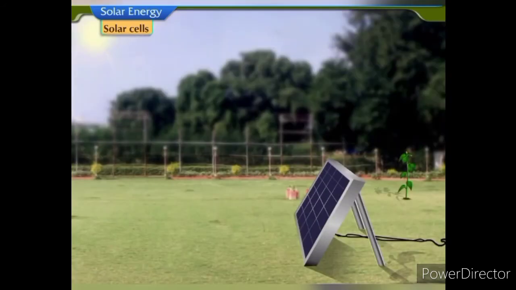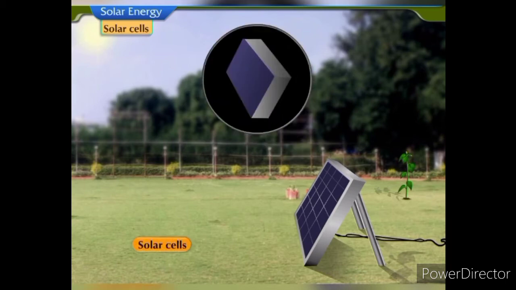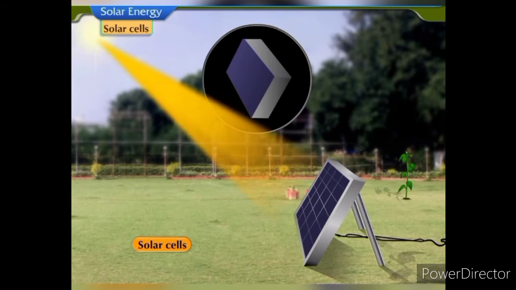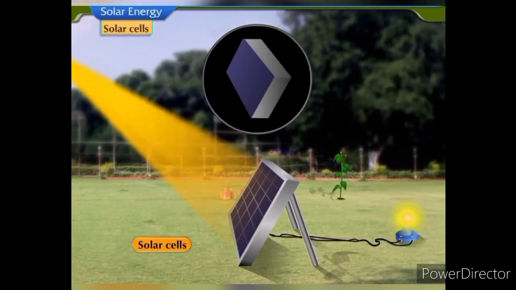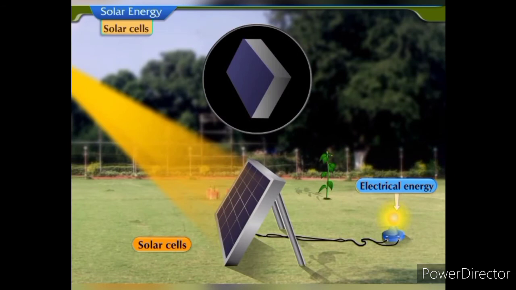Solar cells. Can you identify this picture? Well, these are solar cells. Solar cells are devices which directly convert solar energy into electrical energy. These are also called photovoltaic cells.